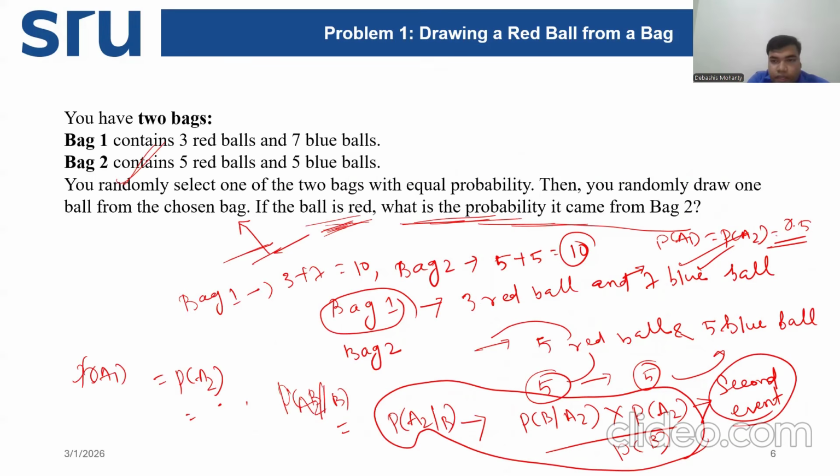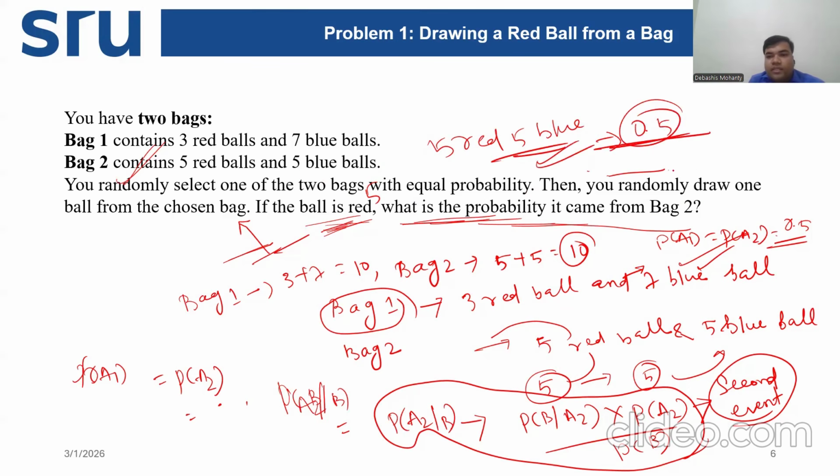Okay. From these two bags, we randomly select one of the two bags with equal probability. Equal probability means 5 red and 5 blue. We are already choosing that. So 5 red and 5 blue, that equal probability, out of 10, is 0.5. Already we got that from this. Okay, then you randomly draw one ball from the chosen bag.